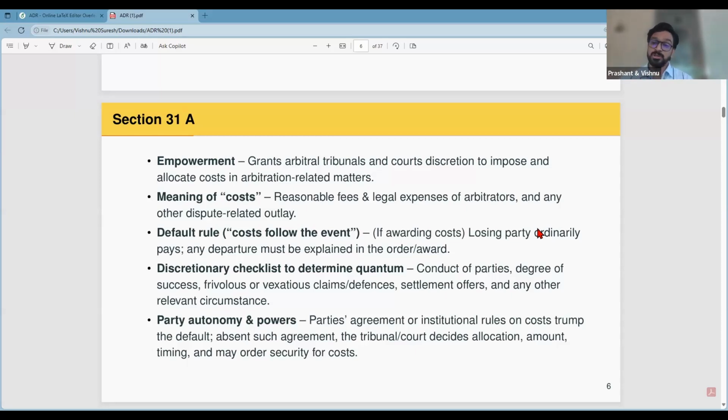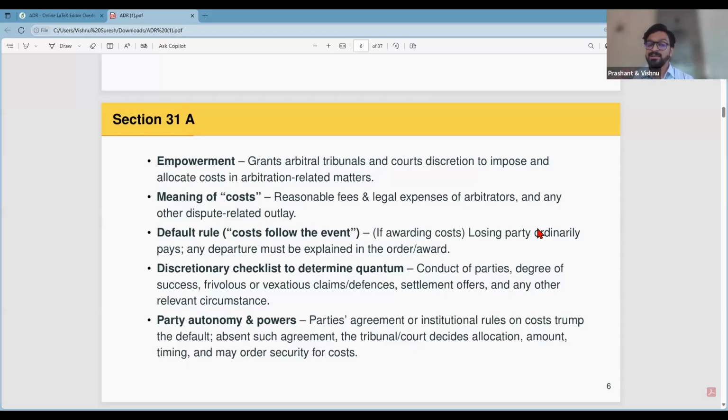So how should the cost be imposed? What is the default rule? The default rule given under Section 31A is cost follows the event, or the loser pays principle, which I had discussed a little while ago, which means that the losing party ordinarily pays. And the section also provides that if there is any departure from this general rule, then it must be explained in the arbitral award or in the order.